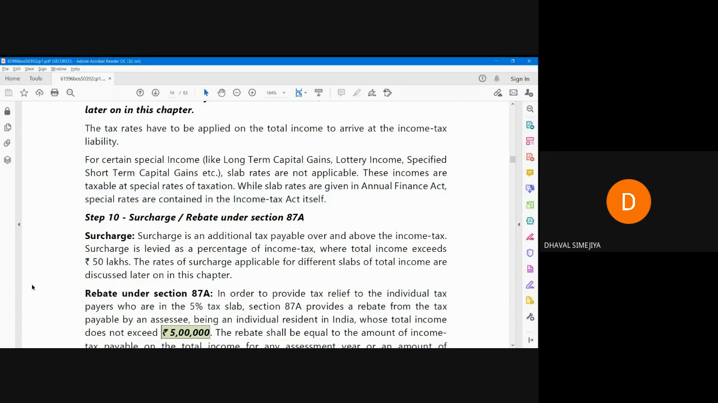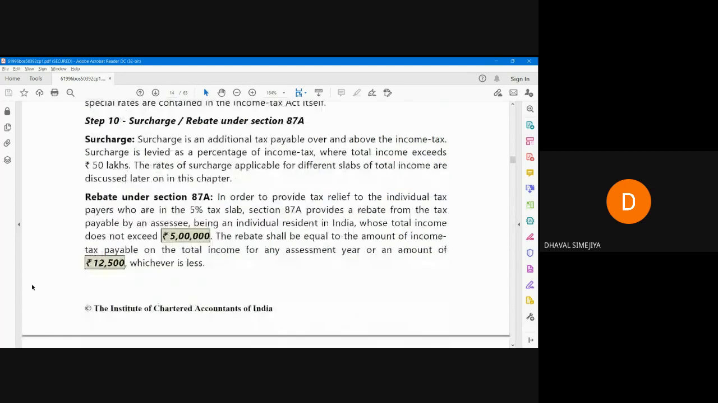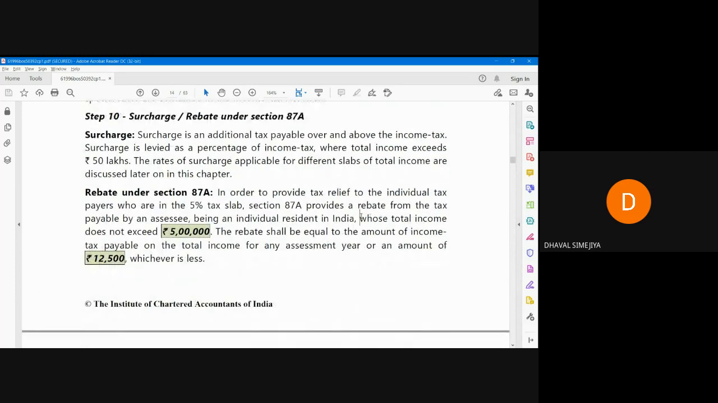Rebate under section 87A that we have discussed: where the total income is more than 5 lakh, rebate is equal to the amount of income tax or 12,500, whichever is less. This is most of the time asked. Rebate will be there in any exam.